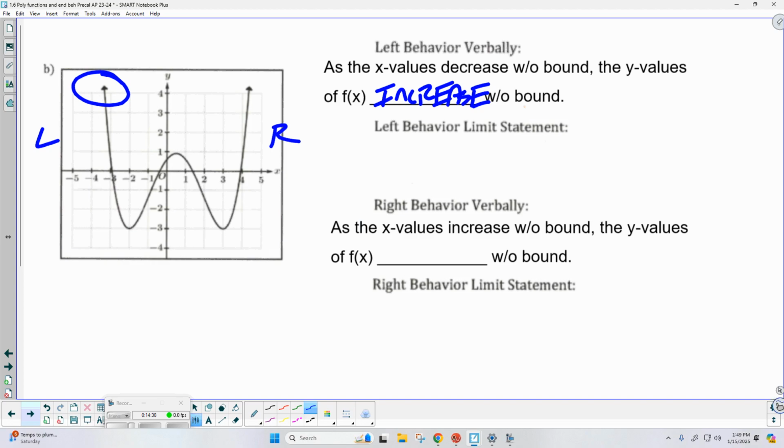So now what I want you to do is take a few seconds and write me the limit notation. Okay. Write that out for me.